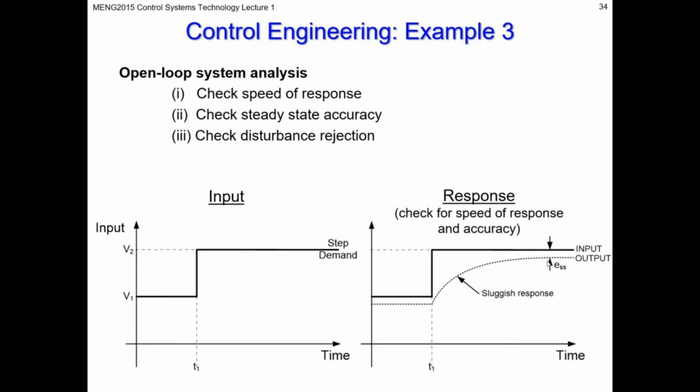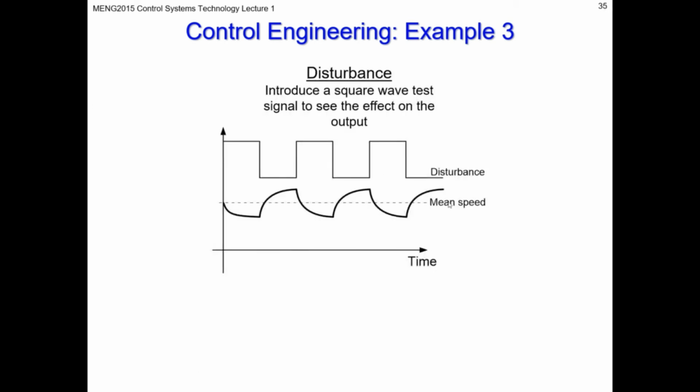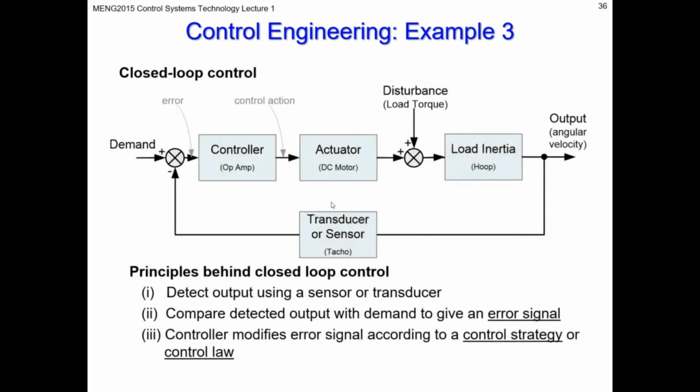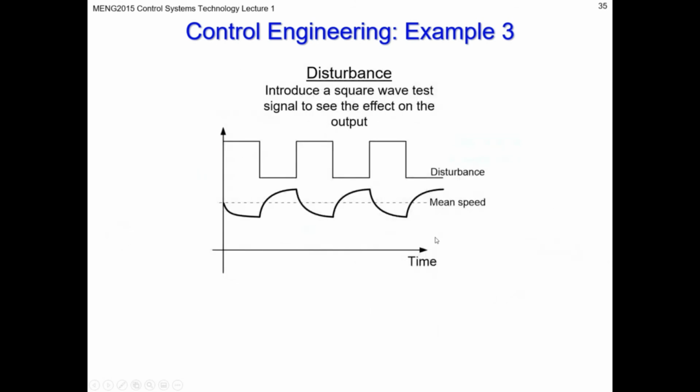And so the open loop system doesn't do very well for number 1, which is the speed of the response. It also doesn't do very well for number 2, which is steady state accuracy, because in the steady state condition, there is in fact an error. And we already said it doesn't do very well for disturbance rejection either. This is a disturbance example. So now our disturbance is sort of being switched on and off.